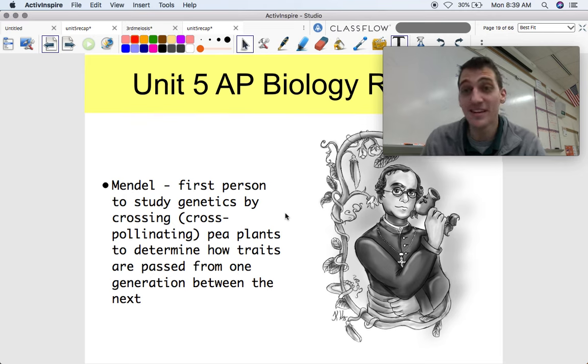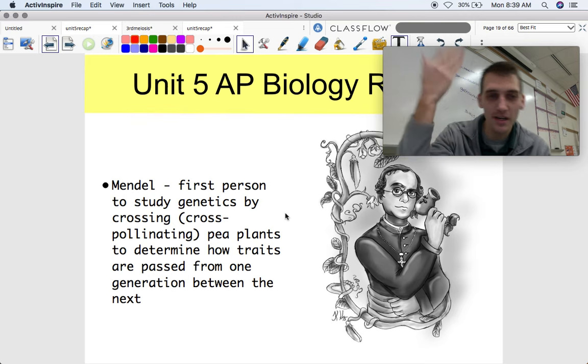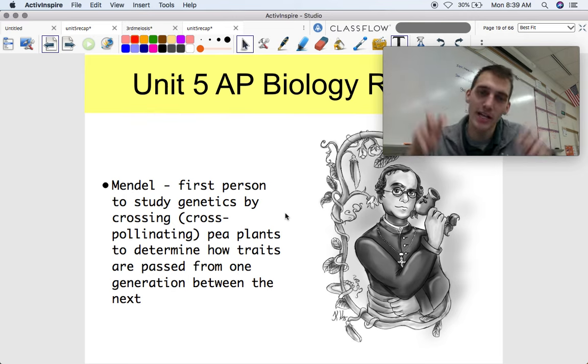And then he becomes a leading figure in the world of science, or biology, figuring out how traits get passed down through these pea plants. He was the first person to study genetics, the father of genetics. And he did that by cross-pollinating pea plants and determining how traits are passed from one generation to the next.